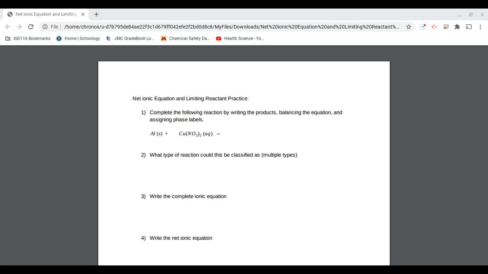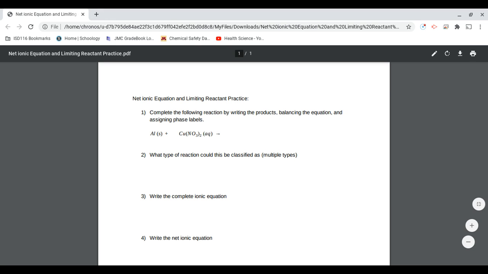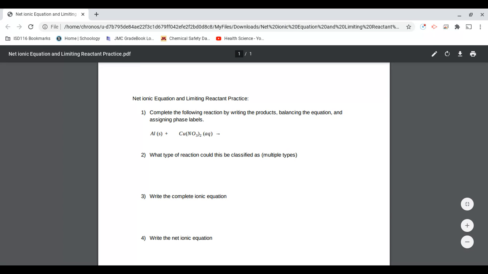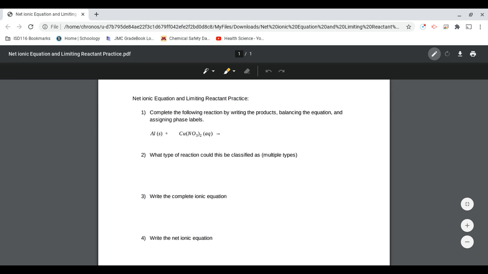We'll call this part one right here, where we will be looking at this original equation where I just give you two reactants, aluminum and copper 2 nitrate, and then taking that, writing the products, balancing the equation, and assigning phase labels. Then we'll determine what type of reaction it could be classified as.